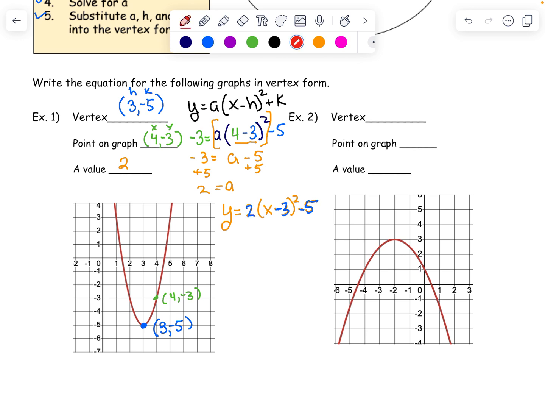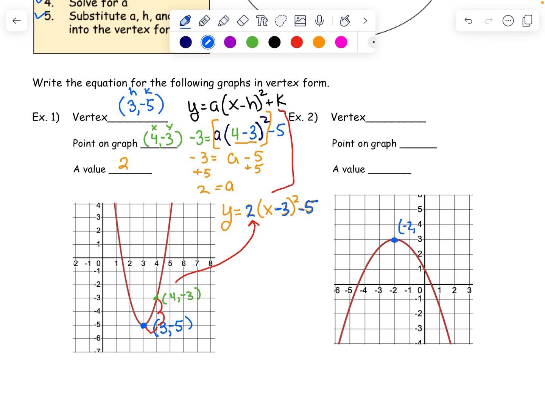Now, let's see how that shortcut would have worked. We would start at our vertex, and we would go over 1, and we would see how many we would have had to go up. 1, 2. So can you see how 2 was my a value? So, I mean, you could do all of this, that's fine, but if you have a graph and you can visualize it, maybe use the shortcut. If you're just given a point, like the worksheet will have times when you're just given the point, then you might want to do the other. Okay, let's do the next one.